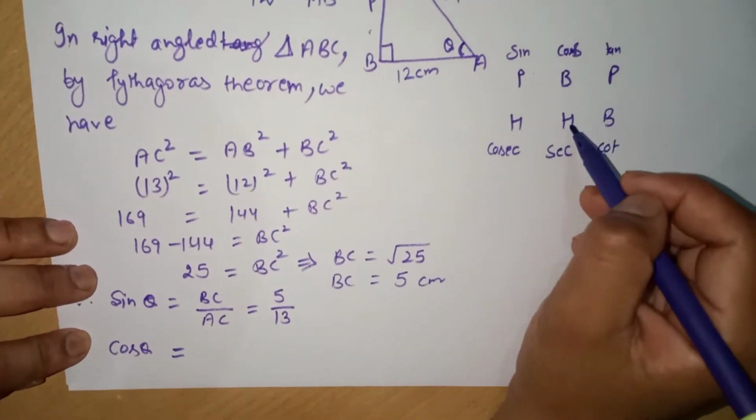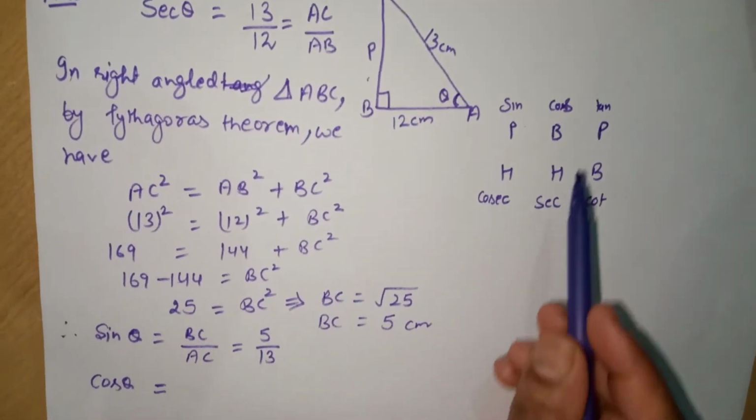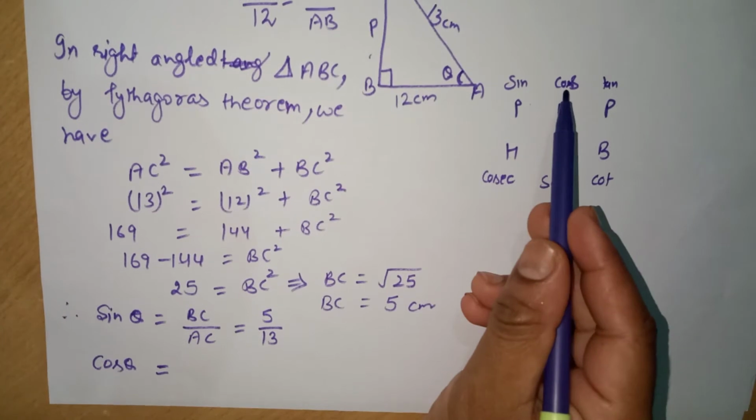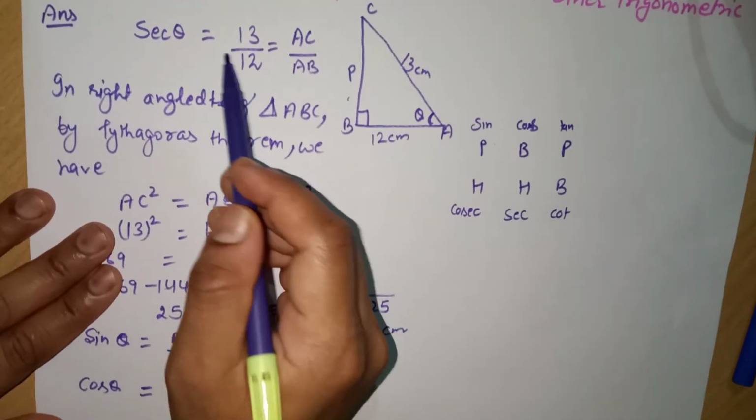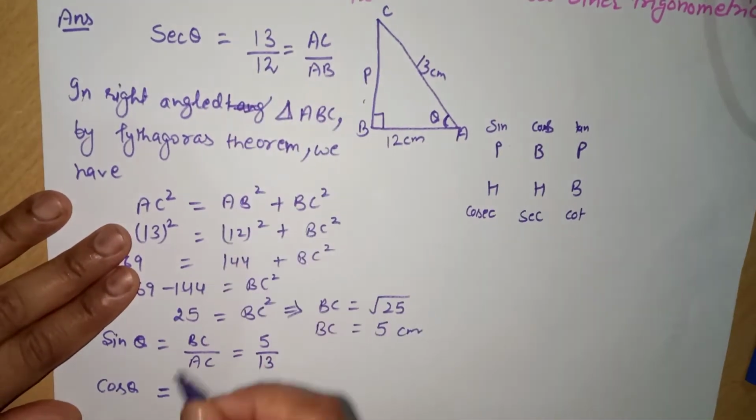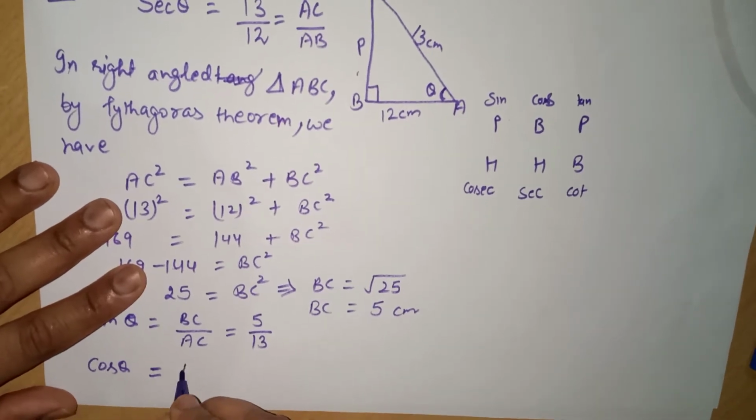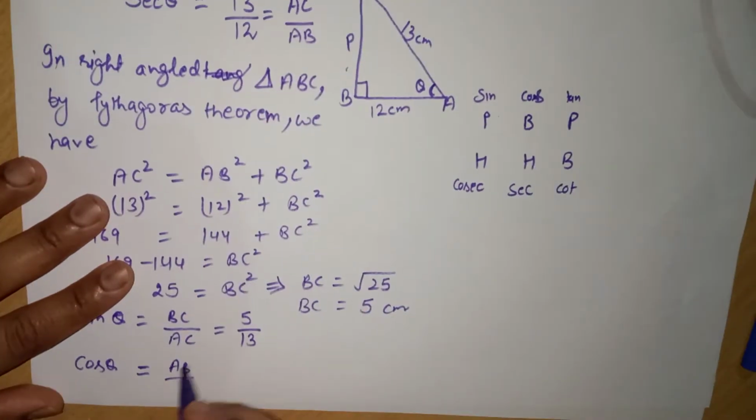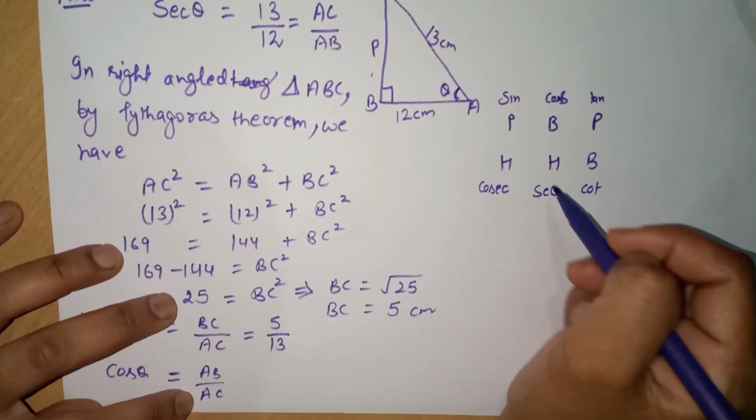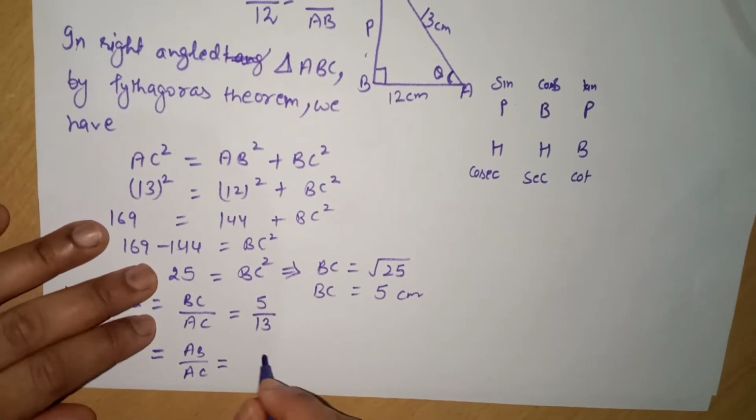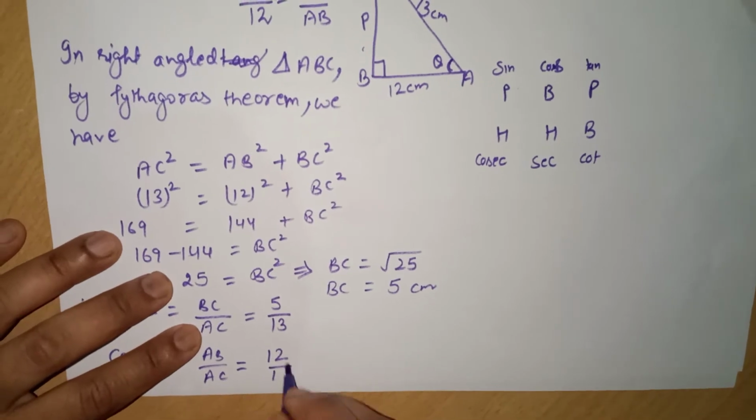Now next is cos theta. We can write base upon hypotenuse, or we know that cos theta is the inverse of secant theta and secant theta is the inverse of cos theta. So we can write the inverse value of secant theta here, and it will be equal to the value of cos. So we will write AB upon AC, and if we see this formula, base is equal to AB and hypotenuse is AC. So it is equal to 12 upon 13.